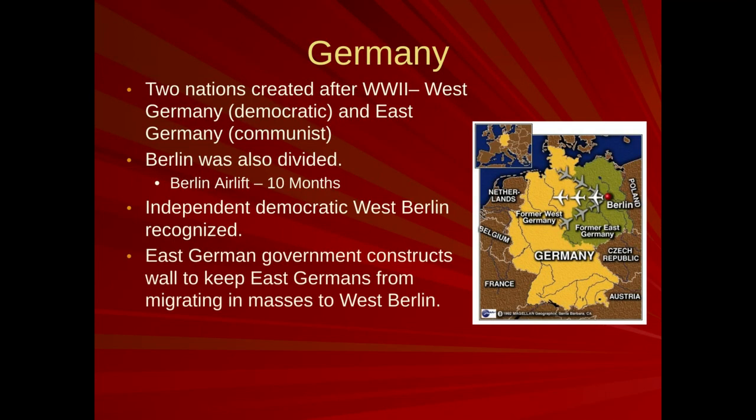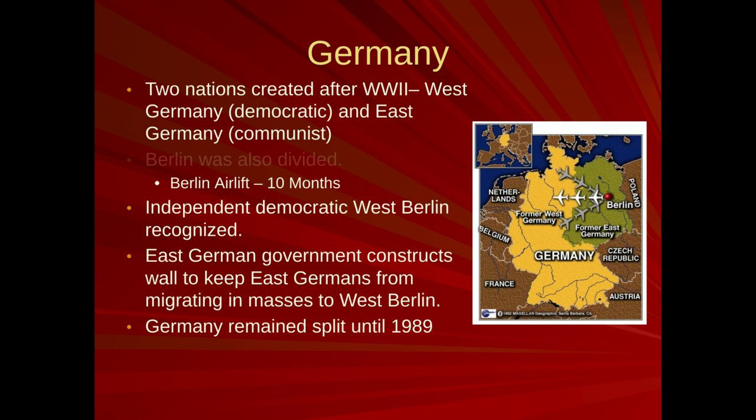And the East Germans, shortly after this event in the 1950s, would erect a wall in Berlin, dividing the city between East and West. And this wall would remain in place until 1989. Germany is going to remain divided into East and West as well until 1989. When the Berlin Wall falls, Germany will be reunited, and it is a reunited country even to this day.